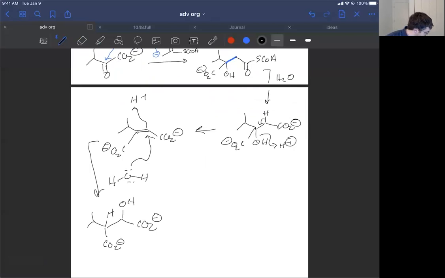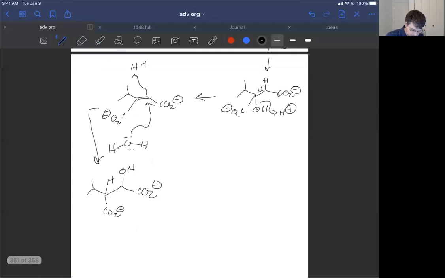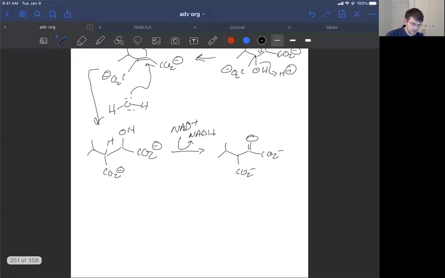Okay. Now that we've got that position oxidized, we can start to think about ways to introduce the amine group. And so what we're going to do is an oxidation at the alcohol position, alpha to that right-hand carboxylate, to make a ketone.